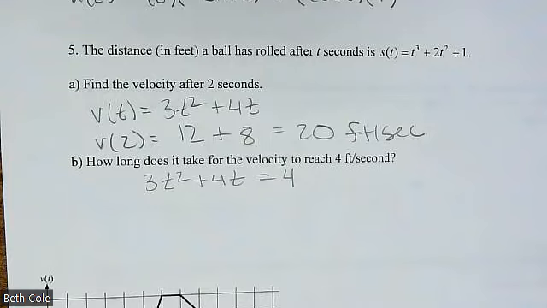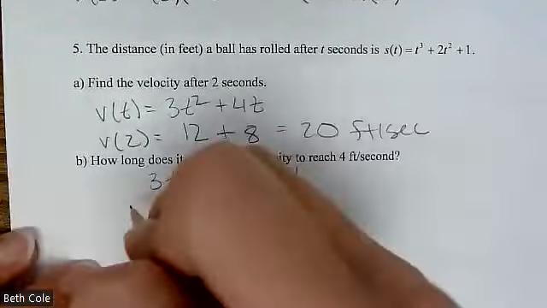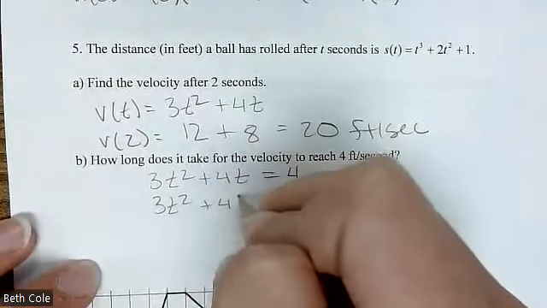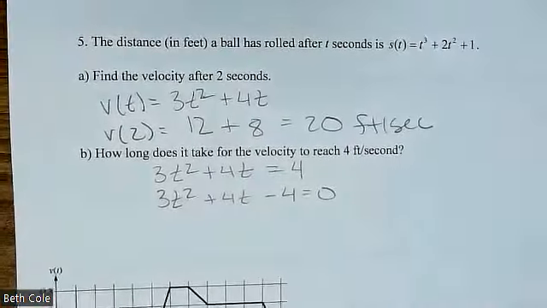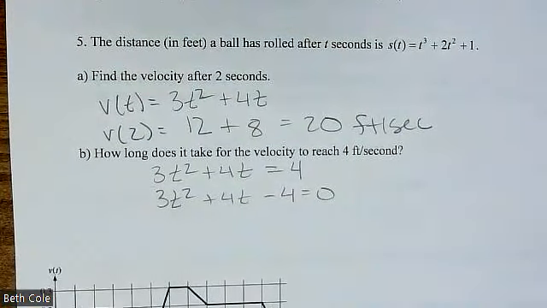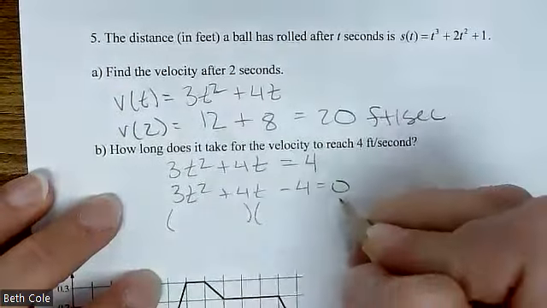Do what? What do I call that? Evacuate. Good. Minus the 4. And then factor it. Good.